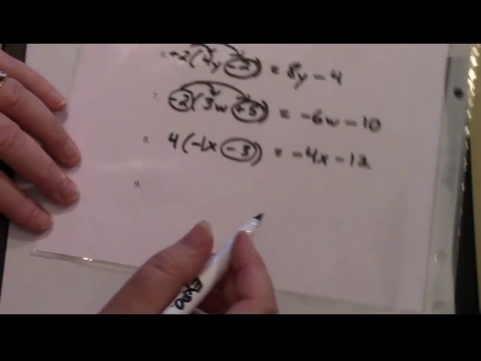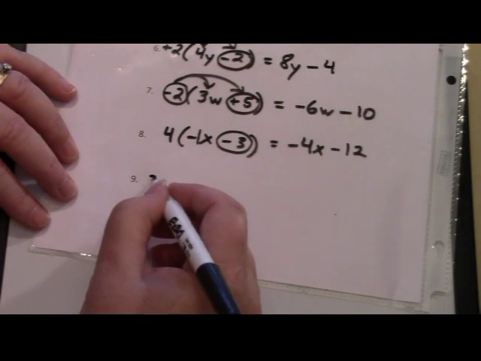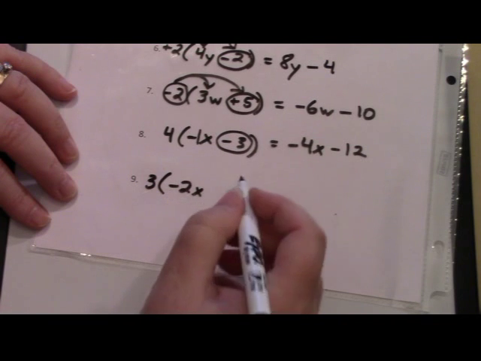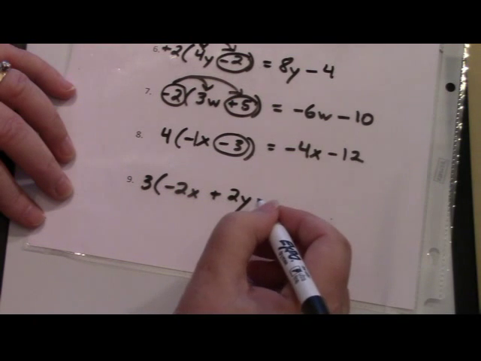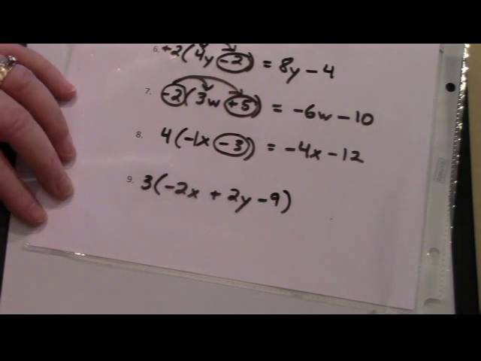All right, let's try one more. Let's make it 3 times negative 2x plus 2y minus 9. Oh my goodness. This one looks a lot harder than that first one. But nothing's changed. It's the same principle. Now I'm going to take this 3 and I'm going to pass it out. I am going to pass it around. I'm going to distribute it to each term that's in these parentheses, being mindful that the plus and minus signs have to stay with the term that it's in front of.